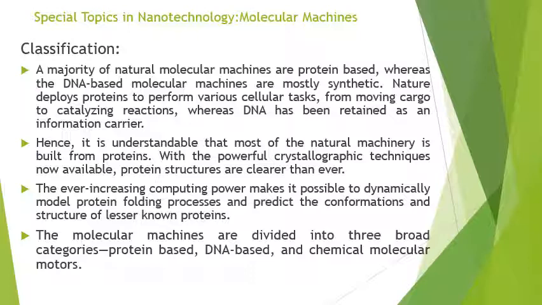With the powerful crystallographic techniques now available, protein structures are clearer than ever. The ever-increasing computing power makes it possible to dynamically model protein folding processes and predict the conformations and structure of lesser-known proteins. Hence, the molecular machines are divided into three broad categories, and that are protein-based, DNA-based, and chemical molecular motors.